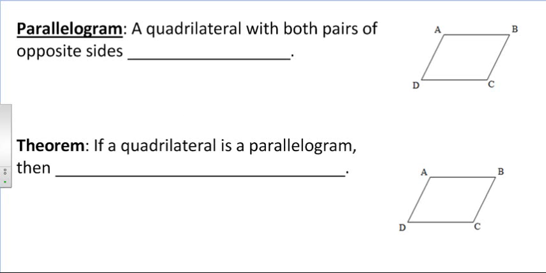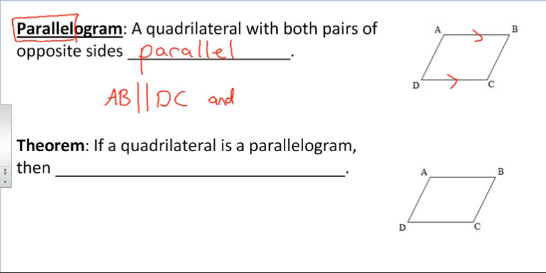A parallelogram is a quadrilateral with both pairs of opposite sides parallel to each other. If both pairs of opposite sides are parallel, that means that side AB is parallel to side DC. And it also means that side length AD is parallel to side BC. So by definition, a parallelogram is a quadrilateral. Now remember that name means a four-sided figure with both pairs of opposite sides parallel.